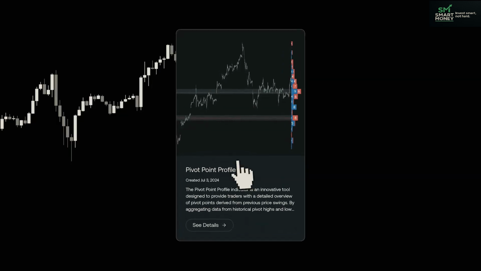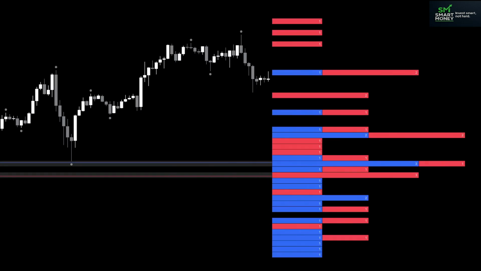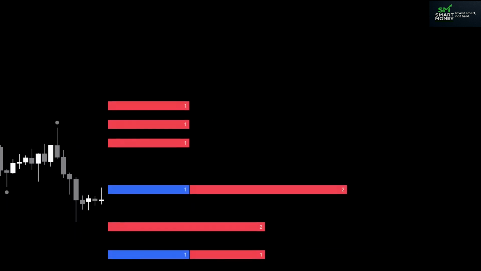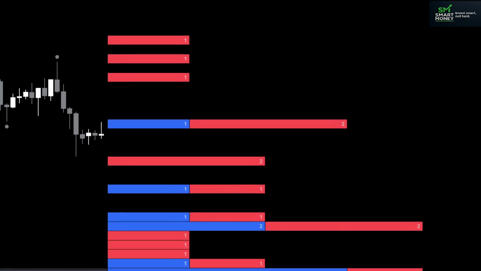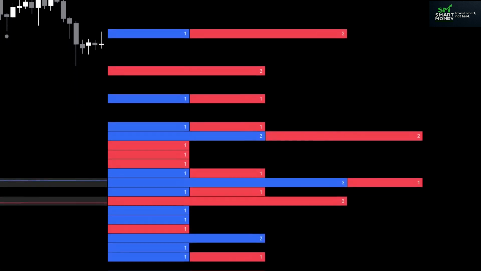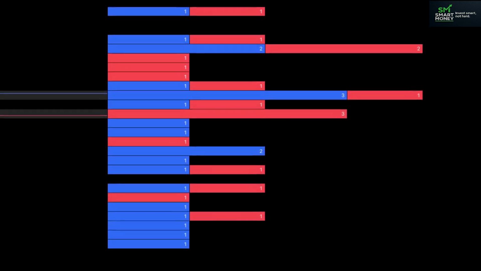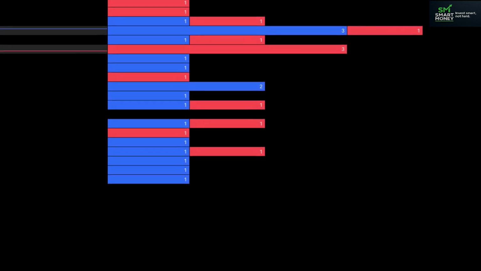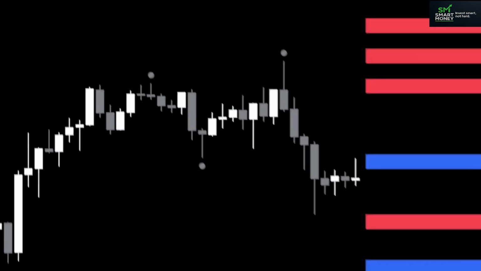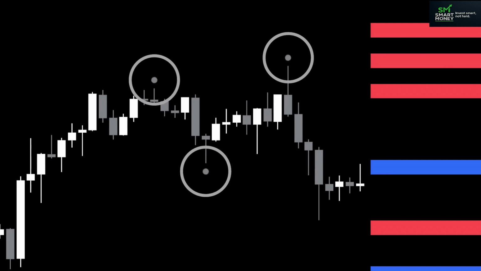When you apply the indicator to your chart, a horizontal profile will appear alongside price. Each row corresponds to a price slice. Red bars represent how many pivot highs occurred at that level, blue bars show pivot lows, and small numeric labels display the exact counts. You'll also notice subtle circles plotted directly on the candles. Those mark the individual pivots detected, allowing you to visually connect each histogram row back to price action.